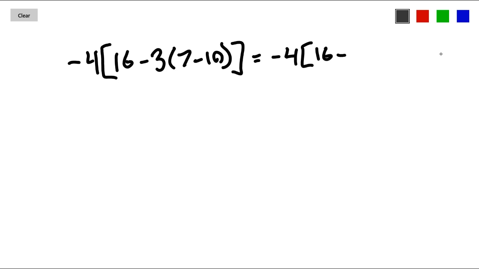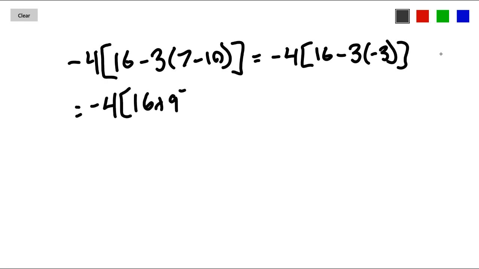So I end up with negative 4 times [16 minus 3, and 7 minus 10 gives me a negative 3]. And then a negative 3 times a negative 3 gives me a positive 9. So I end up with negative 4 times [16 plus 9] inside of the brackets. And then the last step inside of the brackets is the addition step. So I end up with negative 4 times 25.